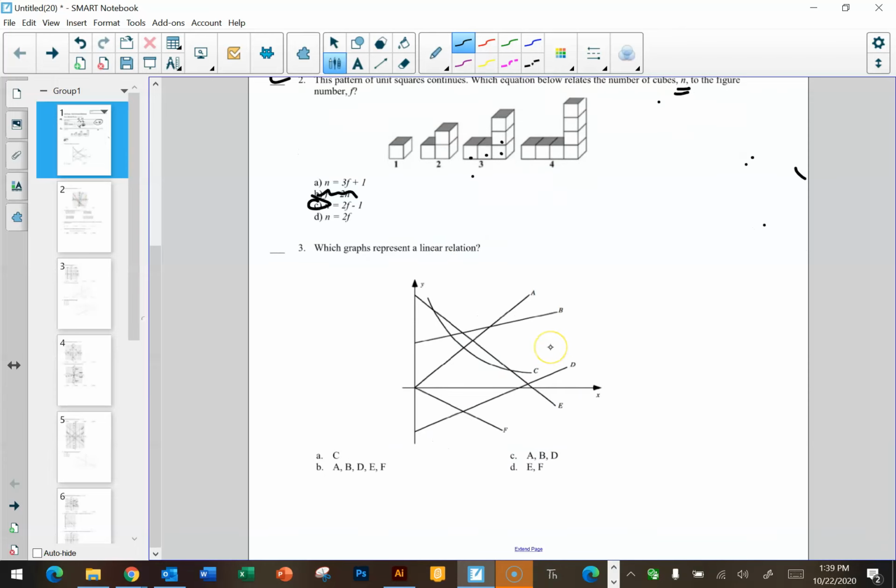Which graph represents a linear relation? Okay, well, it can't be C, because that one's got a curve. The rest of them all look to be straight lines, so those all have to be linear relations. So that is A, B, D, E, F. There it is, B.